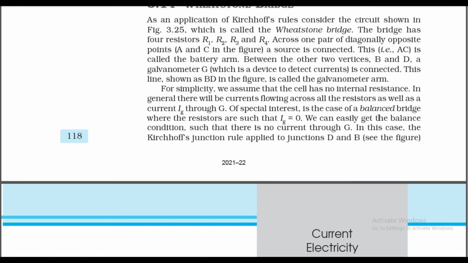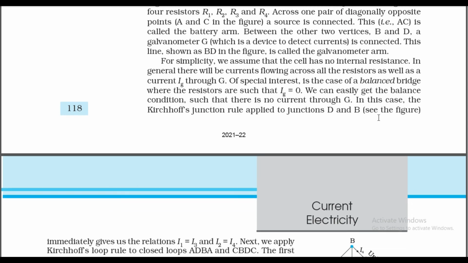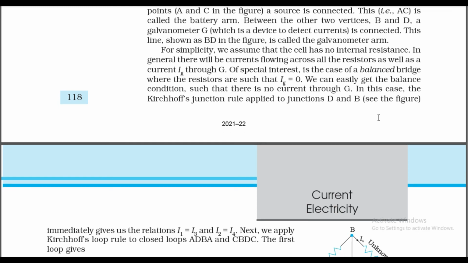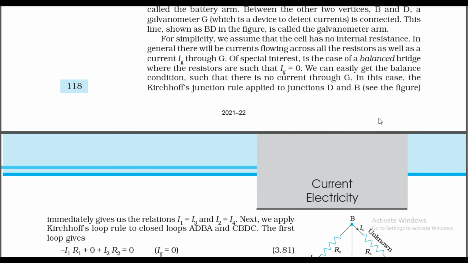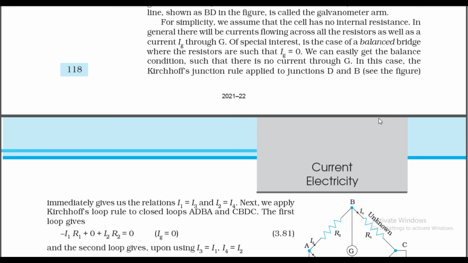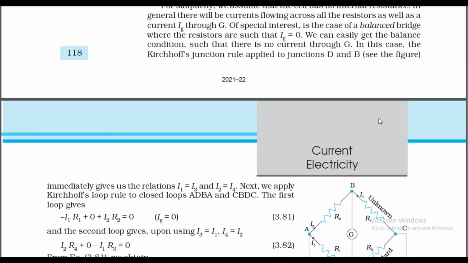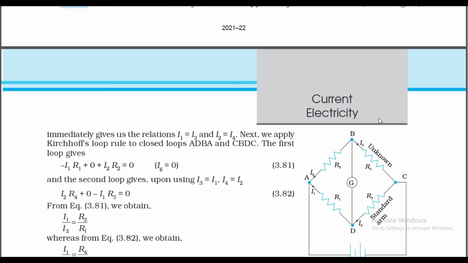For simplicity, we assume that the cell has no internal resistance. In general, there will be current flowing across all the resistors as well as the current Ig through G. Of special interest is the case of a balanced bridge, where the resistors are such that Ig is equal to 0. We can easily get the balance condition such that there is no current through G. In this case, the Kirchhoff junction rule applied to junctions D and B, see the figure, immediately gives us the relation I1 is equal to I3 and I2 is equal to I4.